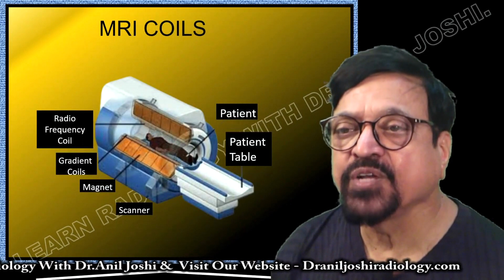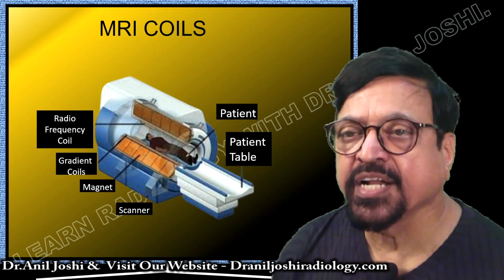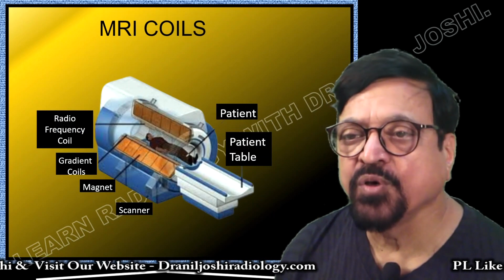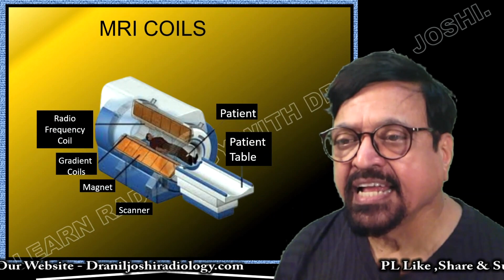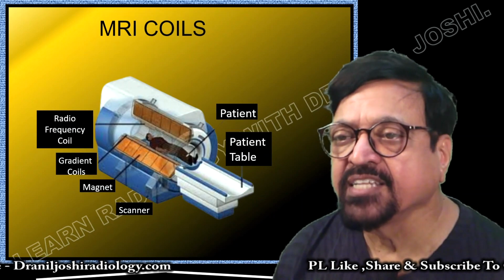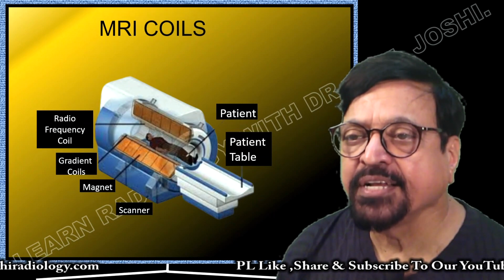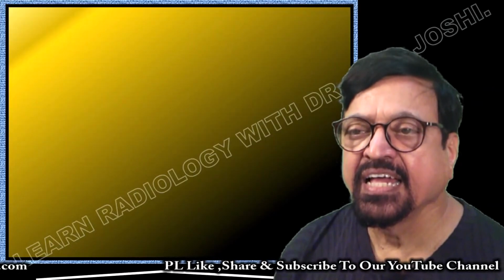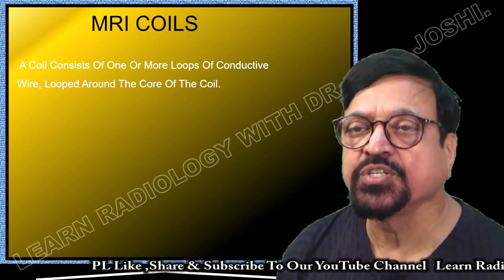Now if you can see the MRI coils, see where the coils are. One important one you are seeing is the radio frequency coil, what is popularly called the RF coil. Then you have the gradient coils, then you have the main magnet, and you have the scanner which has all these things. Now the patient is supine in the tunnel, and below is the patient's table. Now you are seeing where the coils are. Now we'll see in more detail in cross section how these coils are.